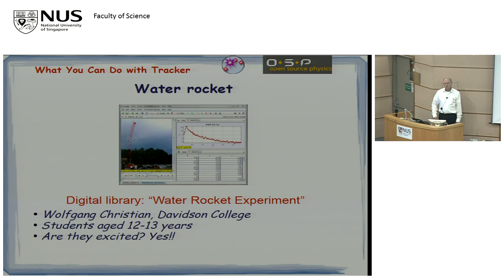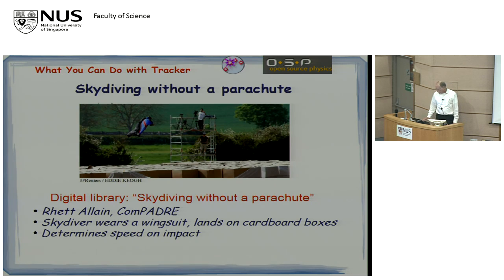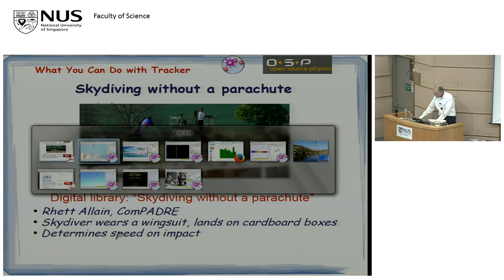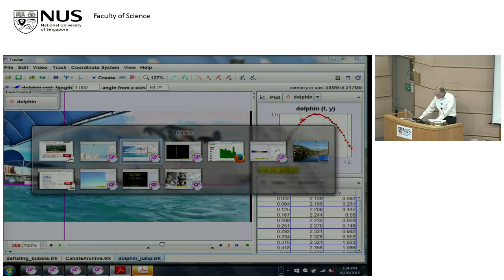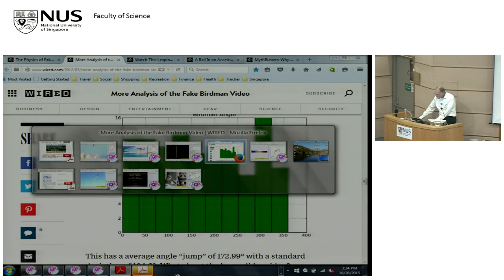Tracker is used by many middle schools and high schools. It's used by colleges in introductory courses, and it's used by students for student projects, even upper division students, that can do relatively sophisticated projects like the one with the pendulum on the Atwood machine. Skydiving without a parachute. I've got to show you that one.